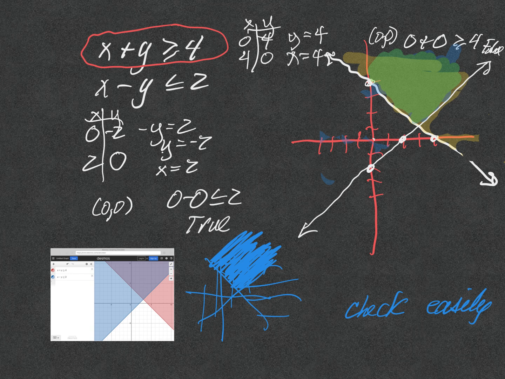All right, that's the main strategy. So you have to graph both of these. Let's just do one more example for kicks.